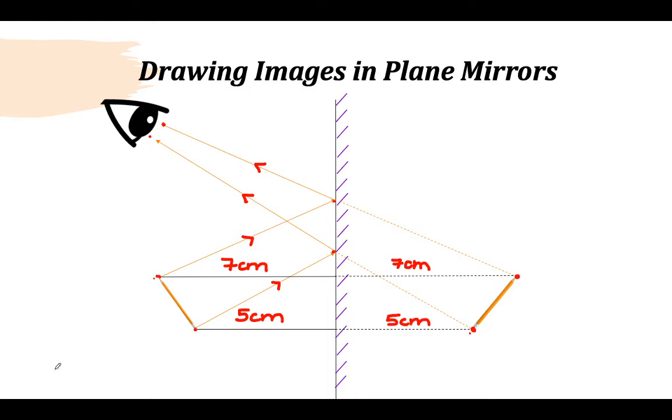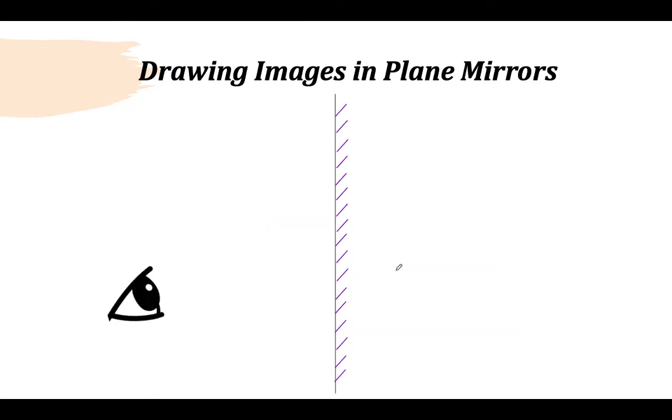So that is my first example. I had an object, I drew my image on the other side of my mirror, and then I drew my lines after. Let's try this again with a different example. This time, my object is a square. Just like I did earlier, I'm going to measure the distance from the object to the mirror, and I'm going to recreate that image on the other side of the mirror. So I want to make sure that this line and this line are of equal lengths, and that this line and this line are of equal lengths.